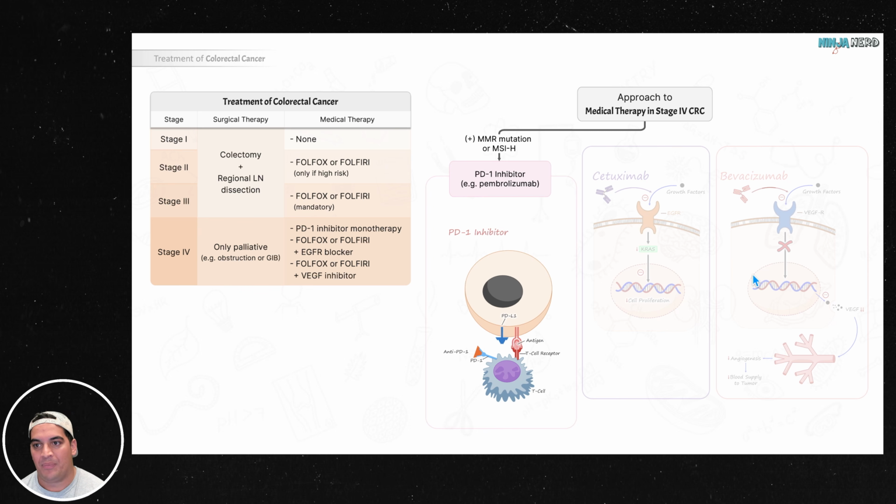So for example, if they have the MMR mutation, this is going to be the one that you want to give. So if you have a patient with stage 4 colorectal cancer, because it shows that it's spread to the liver, you got it confirmed on colonoscopy, you get the MMR and it comes back positive, PD-1 inhibitors are going to be the way to go.